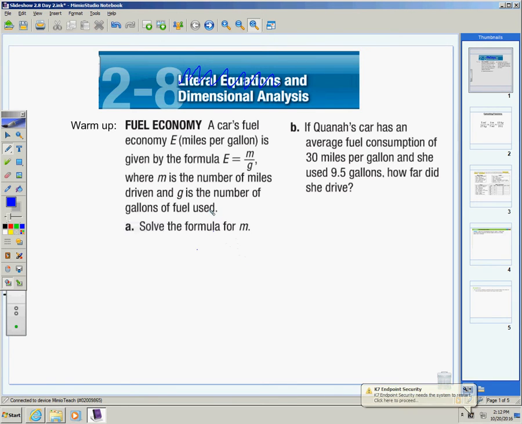So solving the formula for M, we've got E equals M divided by G. How do I get rid of this divided by G? We'll have to multiply each side by G. So now I get E times G equals M.